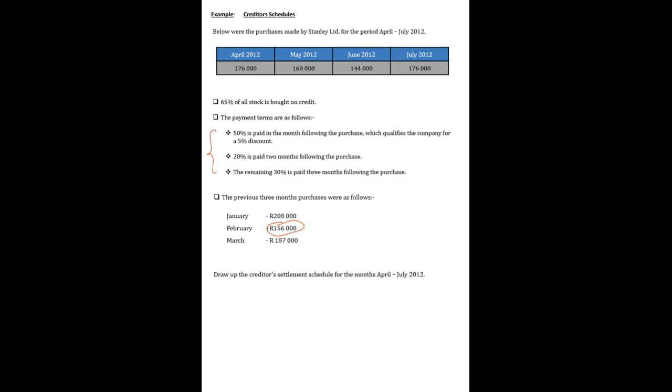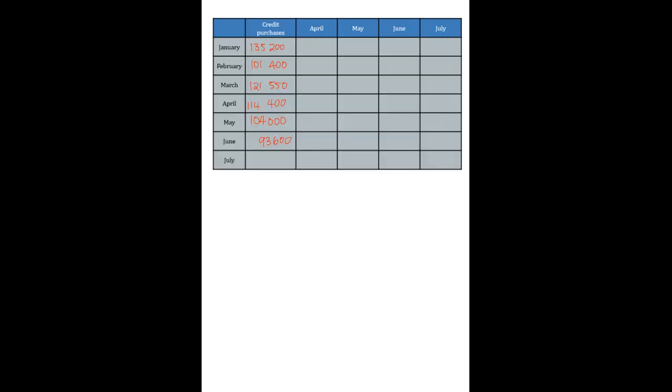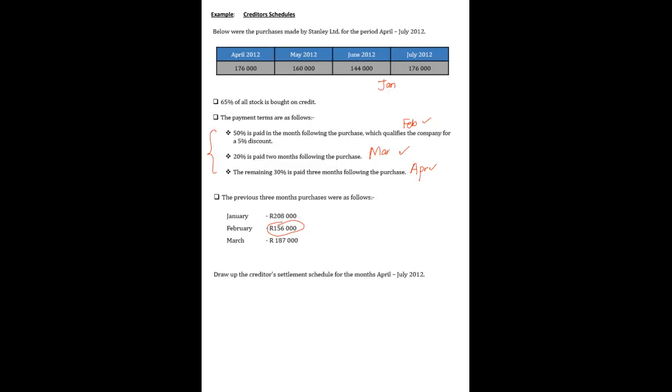It says 50% is paid in the month following the month of the purchase, and we're starting with Jan. So 50% would be paid the month after, so that's Feb. 20% 2 months after, so that is March. And then 30% 3 months after, which is April. Now, of the months Feb, March, and April, only April is in this table. So Feb and March, you're not going to worry about it. So only the 30% in the month of April is going to be accounted for.